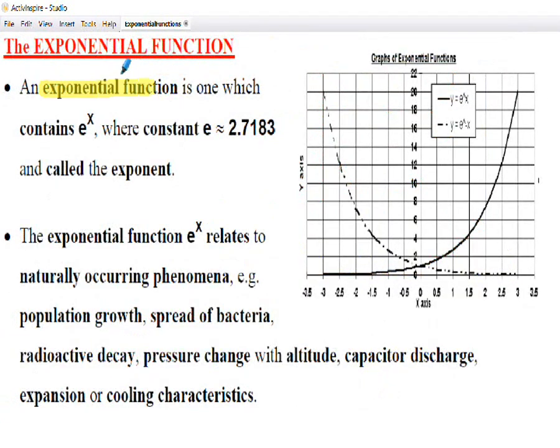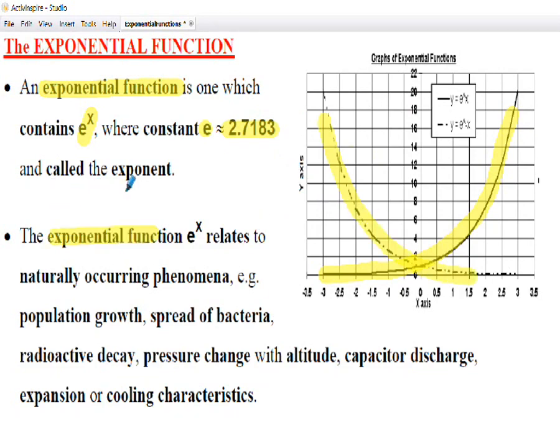The exponential function is one that contains the e to the x term, where the e, the exponential, is 2.7183 to 4 decimal places, although it's actually an irrational number. A plot of the e to the x curve looks like this. This is e to the x here, and we've also plotted here e to the minus x curve.